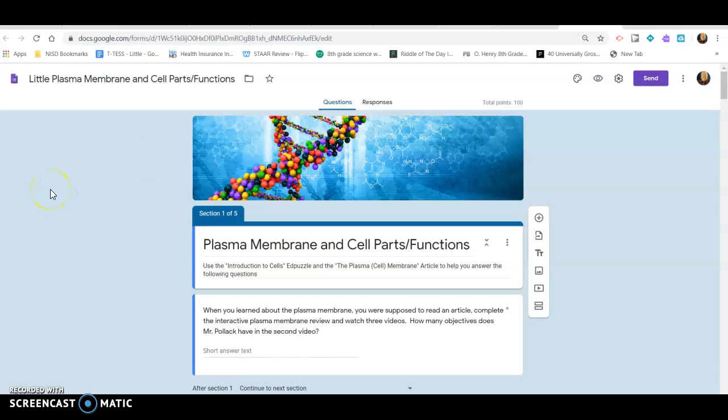Today I'm going to provide you the oral recording for the plasma membrane and cell parts functions for the pre-AP quiz. It is divided up into a number of sections, so yours may look slightly different from mine, but let's get to it.